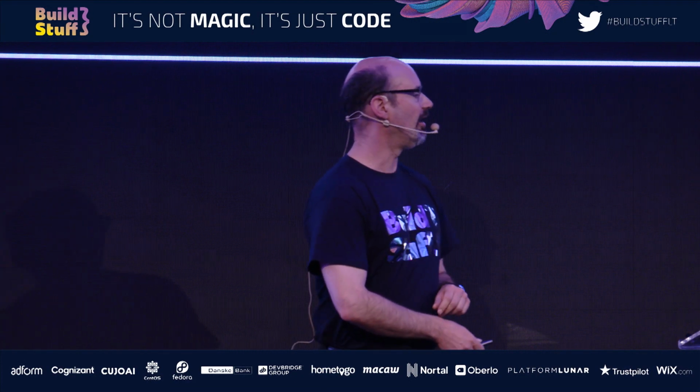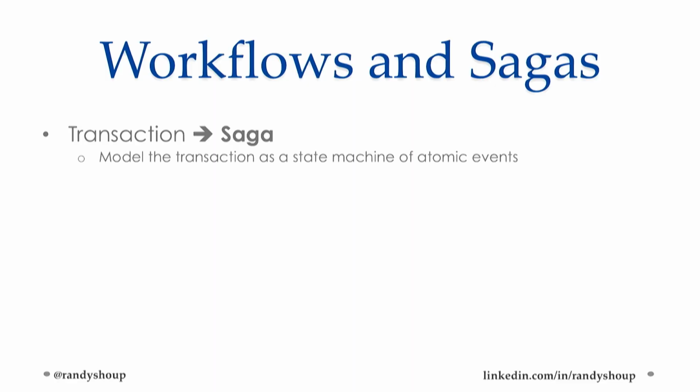Okay, cool. So instead of a transaction, since we're not going to be able to do it in a distributed way for reasons of scalability, performance, and reliability, what we're going to do is something we call a saga. And being in the north of Europe, saga, hopefully that comes from roughly this area of the world. The way we're going to do it is model the transaction we were trying to do as a state machine of individual atomic events.